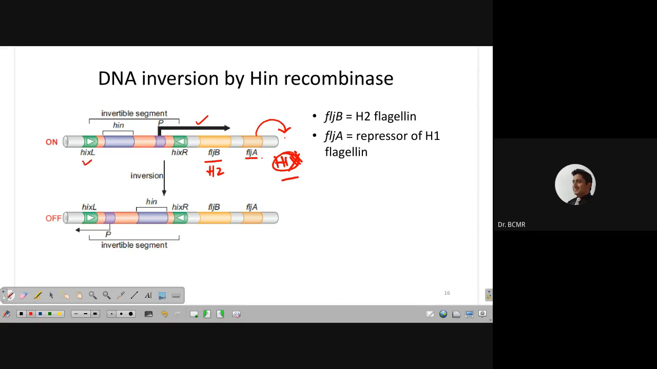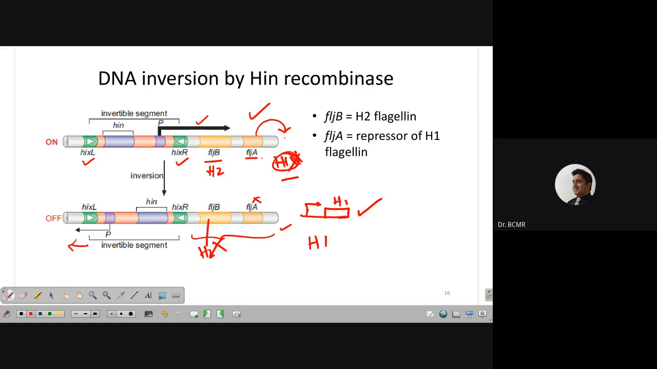If recombination occurred between HIXL and HIXR, then the promoter is away in this way, and there is no expression of FLJB or FLJA. And then because there is no repressor, somewhere in the genome there is H1 flagellin, and that will be expressed. And H2 here is not expressed. So the flagellin in this state will be, the flagella is made up of H1 flagellin, and in the other case, it will be made of H2 flagellin.